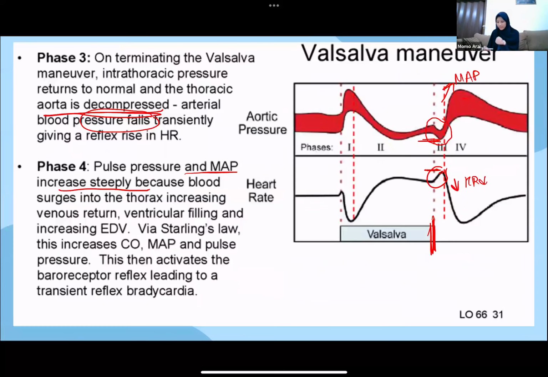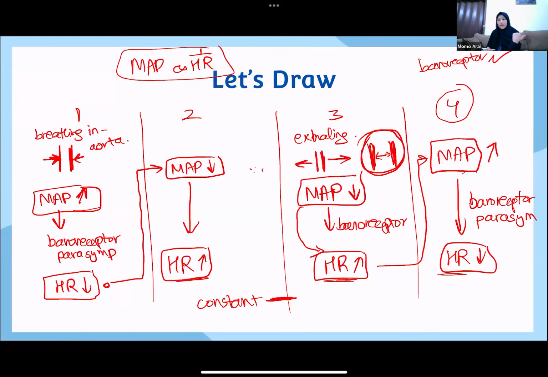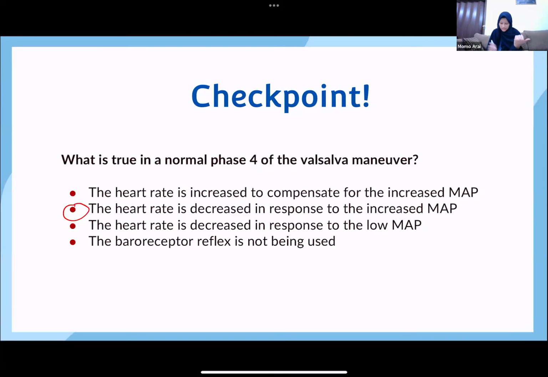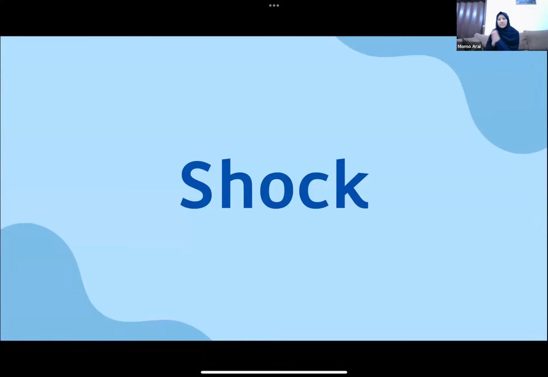If we go back here, it's good that you guys got that, and that's proof of your baroreceptor working very well. So the correct answer here is B. Now we'll move on to the second topic of this lecture. It's a very important concept, which is shock.